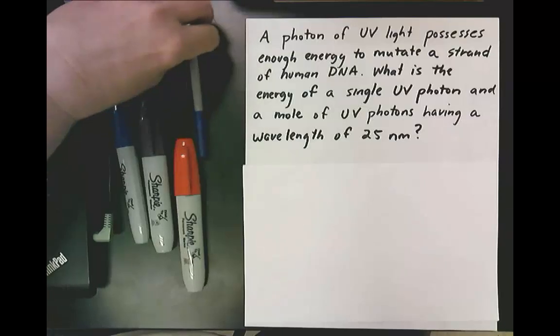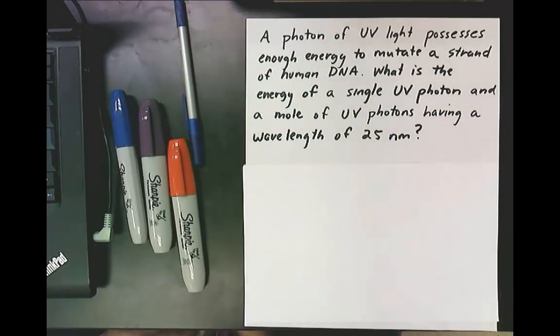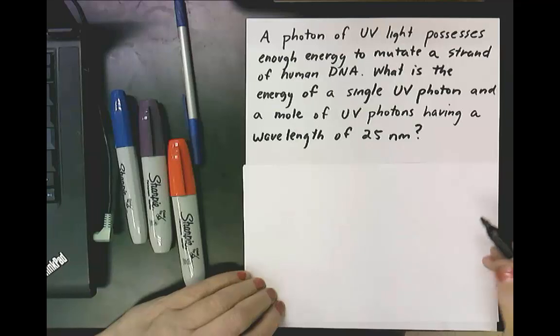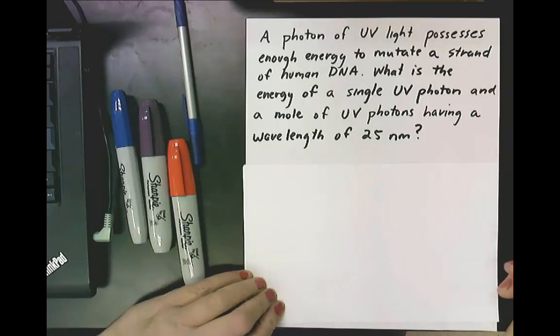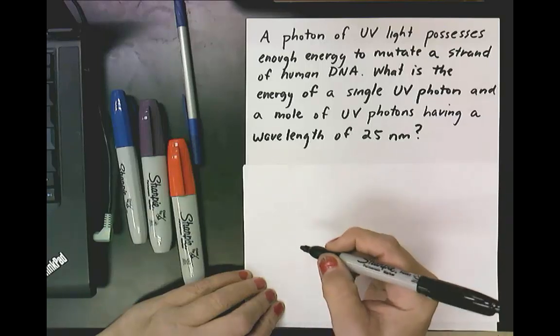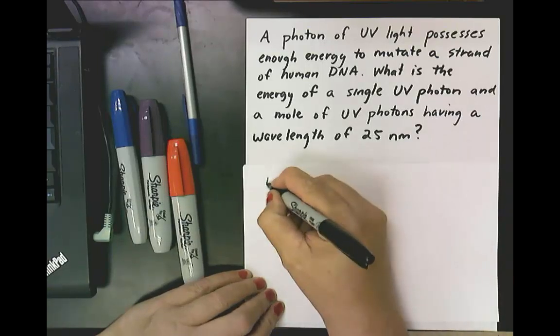This example involves the energy formula with Planck's constant h in it. So let's read the problem. It says a photon of ultraviolet light possesses enough energy to mutate a strand of human DNA. What is the energy of a single UV photon and a mole of UV photons having a wavelength of 25 nanometers? Okay, so let's write down what we're looking for.